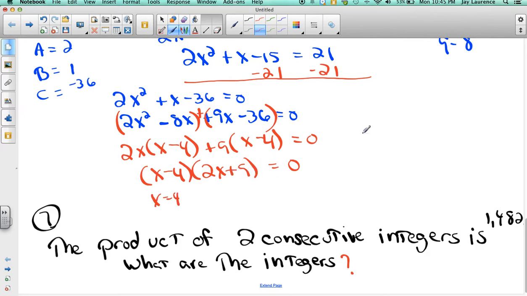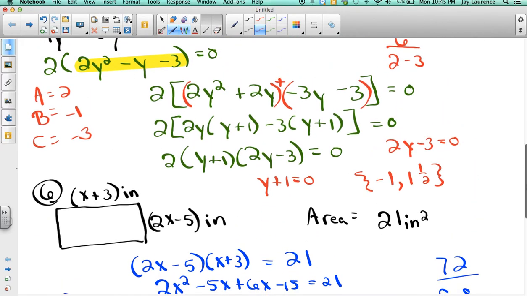And here I got to do 2x plus 9 equals 0. So x is going to equal negative 4.5. Okay, but it was an area problem, so I have to go back and plug it in.